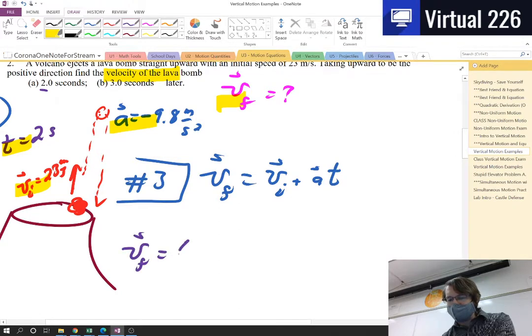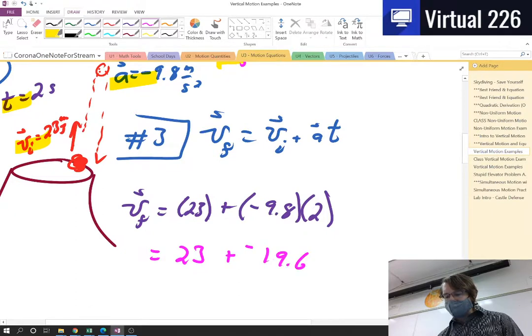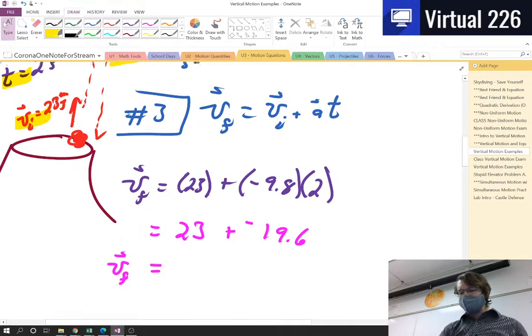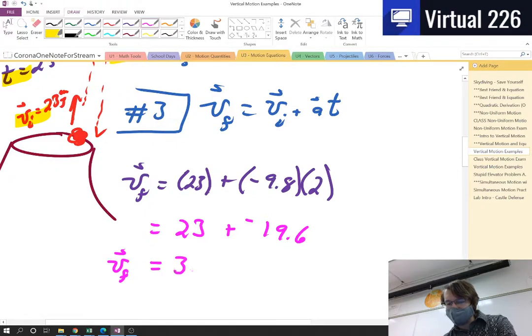Our final velocity is just the initial, 23 meters per second, plus negative 9.8 meters per second squared, that's our gravity, multiplied by our time of 2 seconds. Putting that together, we get 23 meters per second plus negative 19.6 meters per second, which gives us a final velocity of 3.4 meters per second in a positive direction. So after 2 seconds, the lava bomb is still going up.